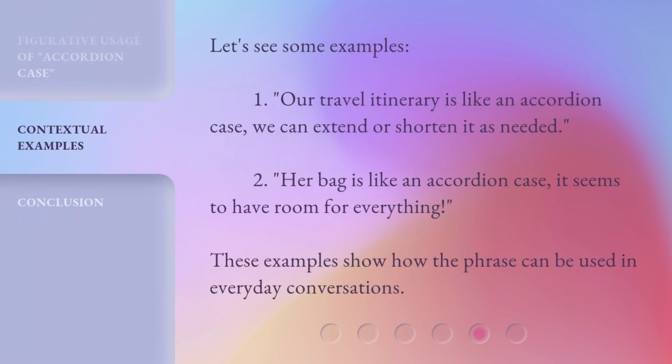Let's see some examples. 1. Our travel itinerary is like an accordion case. We can extend or shorten it as needed. 2. Her bag is like an accordion case. It seems to have room for everything. These examples show how the phrase can be used in everyday conversations.